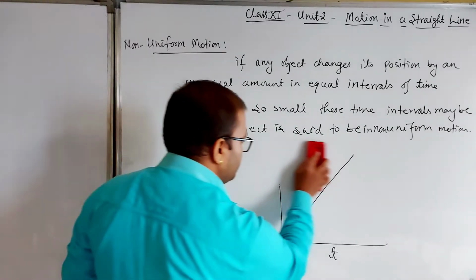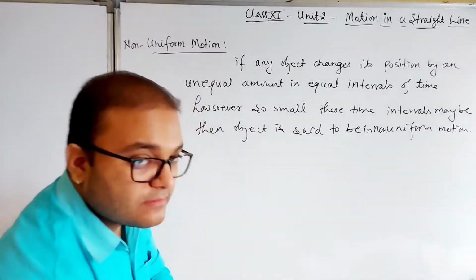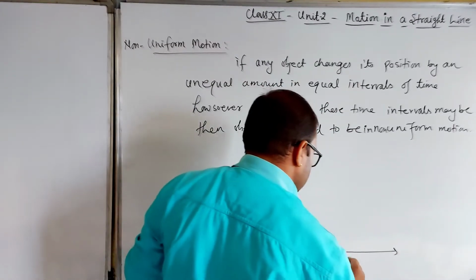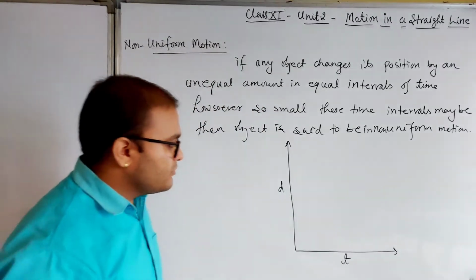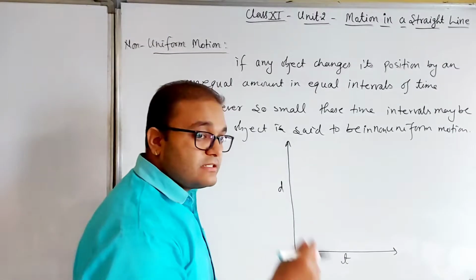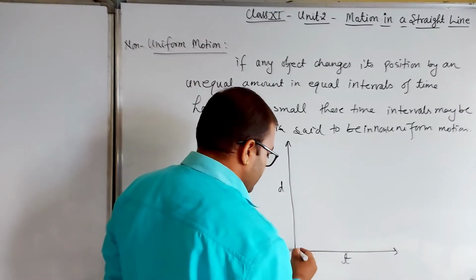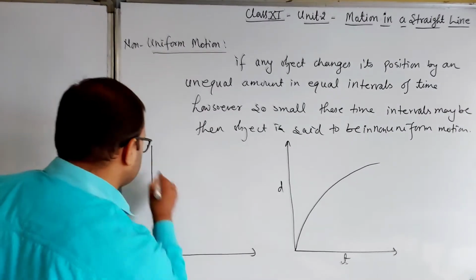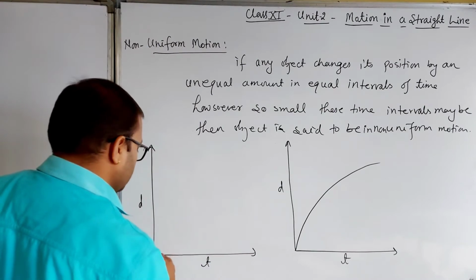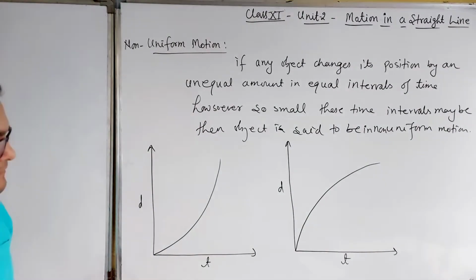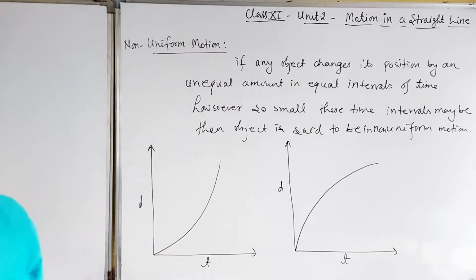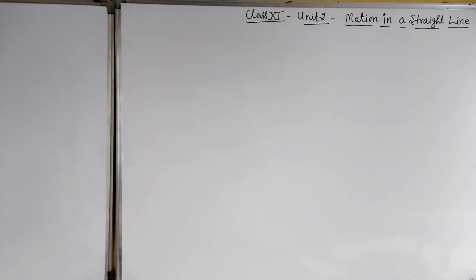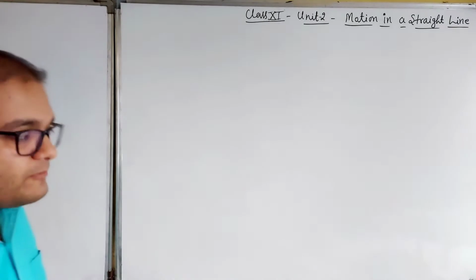If we discuss the distance-time graph for non-uniform motion, it is not a straight line passing through the origin. The distance-time graph is a curved line. You have studied this in class 9th also. The graph may be like this one, or like this one, or like this one also. So this is about non-uniform motion. You can take the screenshot for this one. I think you have taken the screenshot.